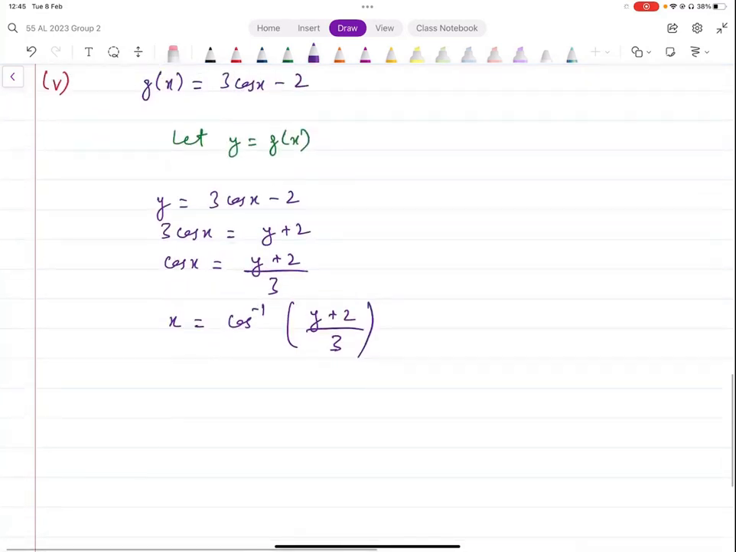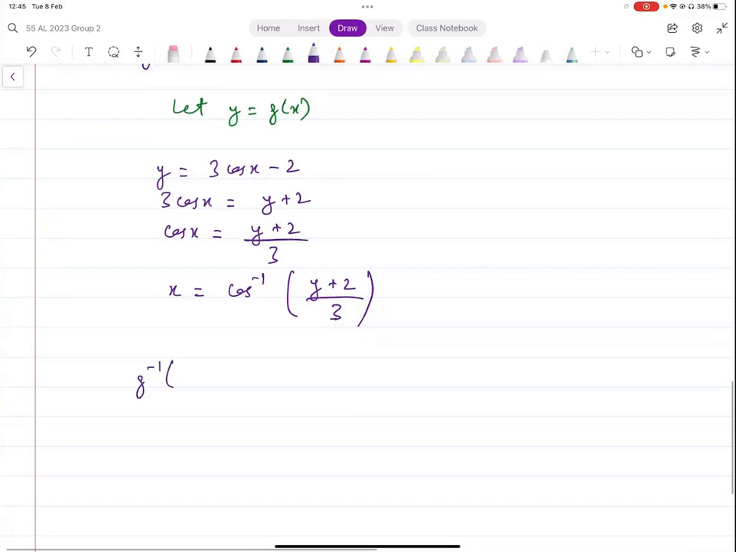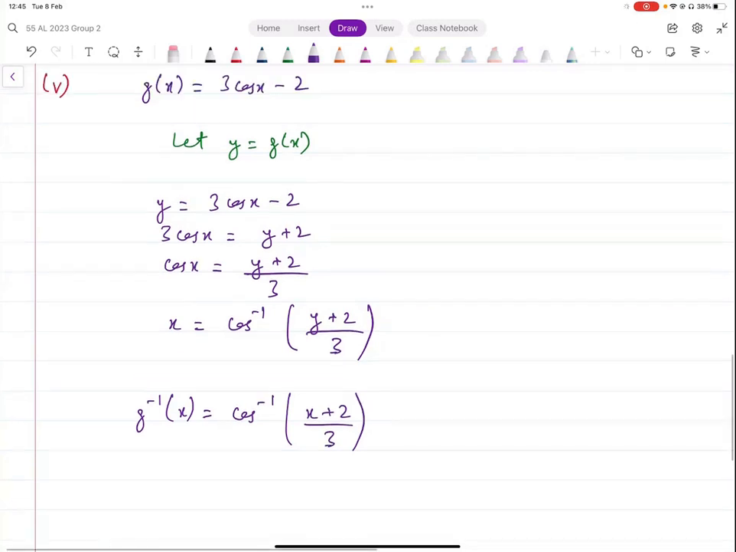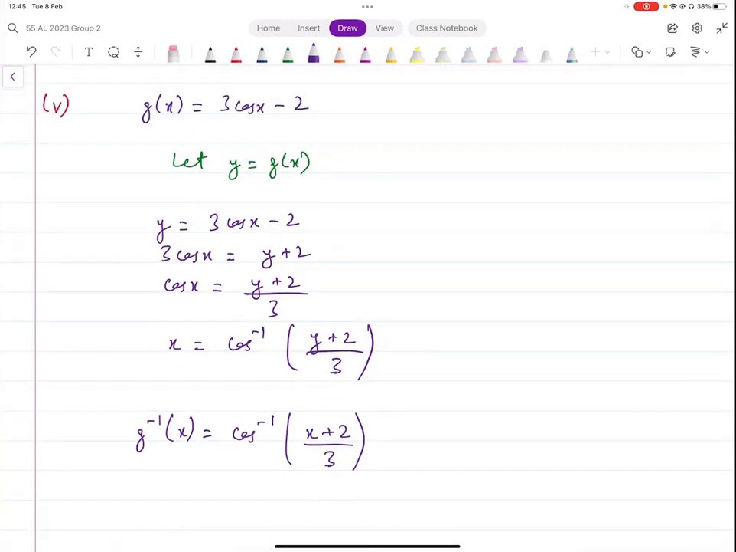So the inverse is going to be cos inverse of x plus 2 divided by 3. That's the inverse function. ठीक है, pretty straightforward. आपने बस x को सब्जेक्ट बना दिया, cos जब दूसरे साइड पे जाएगा तो cos inverse हो जाएगा.